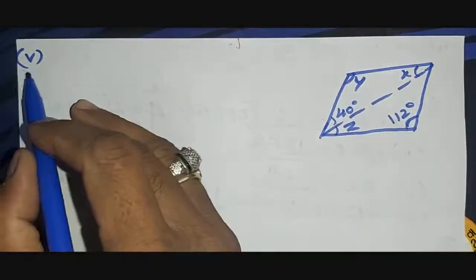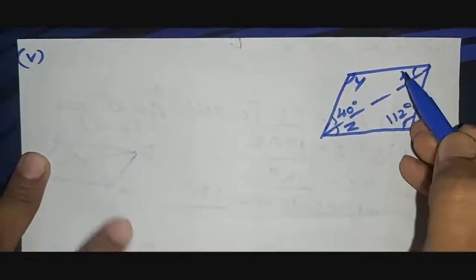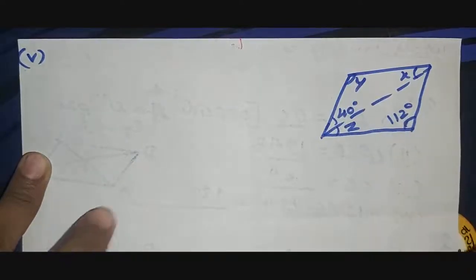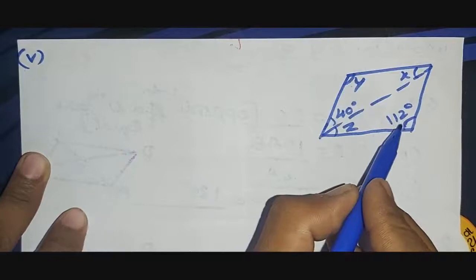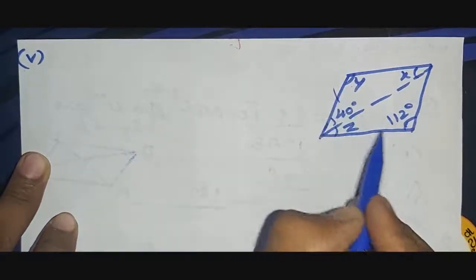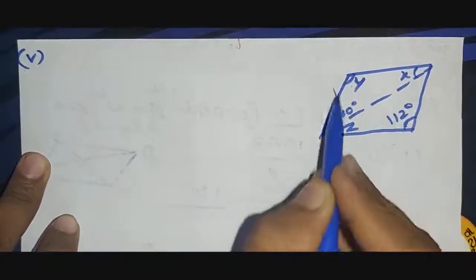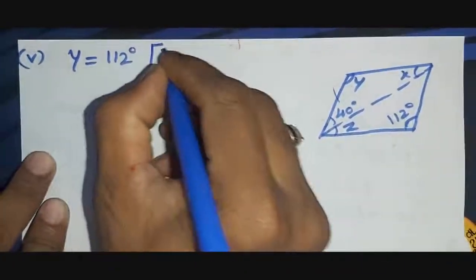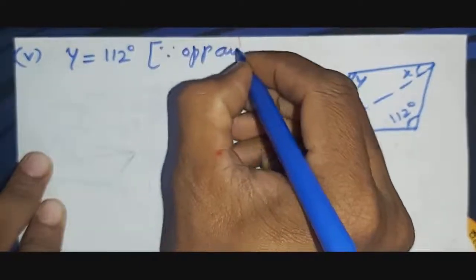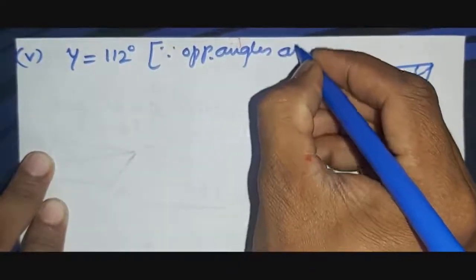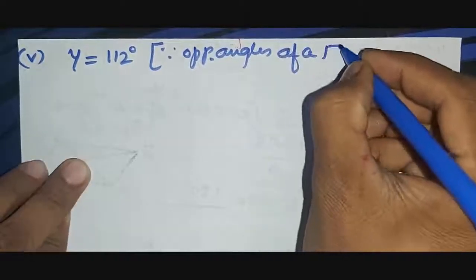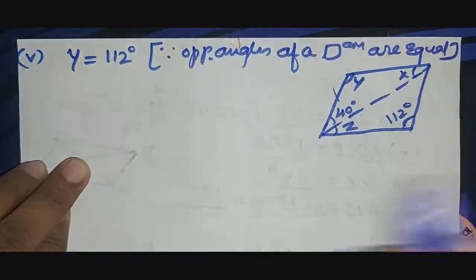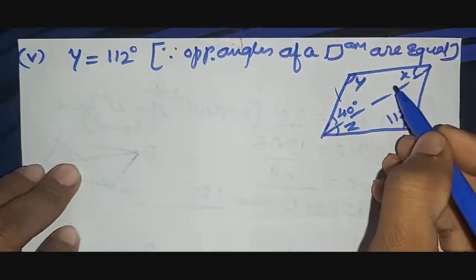Okay, now let us discuss the fifth question. Here they have given a figure. We need to find x, y and z, and they have also given the values 40 degrees and 112 degrees. And we can take here y is equal to 112 degrees because opposite angles of a parallelogram are equal. Now we can apply the angle sum property.